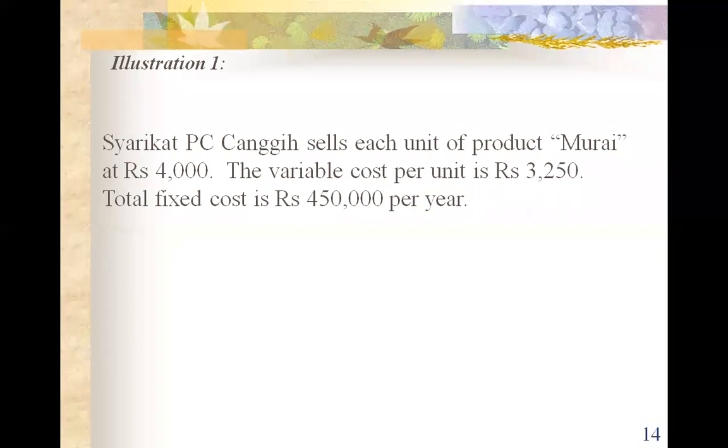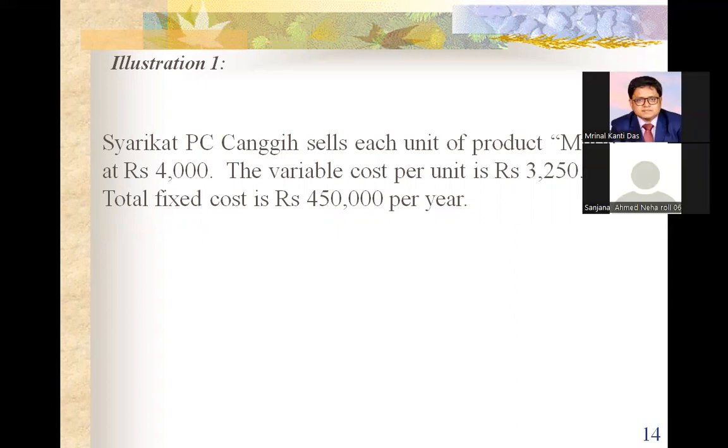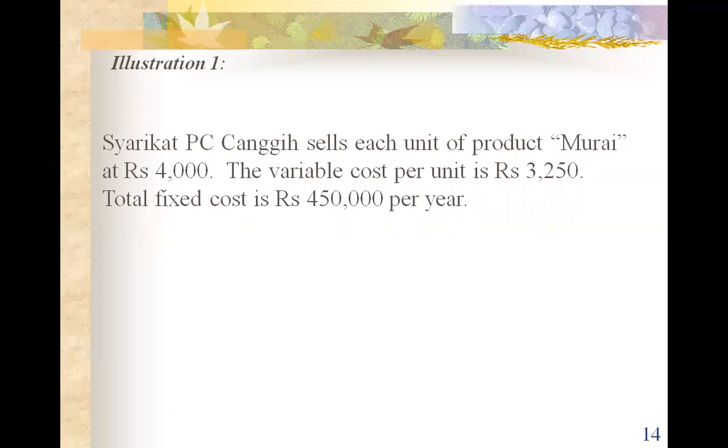এখানে 4,000 টাকা যদি আমাদের সেল ভ্যালু হয়, variable cost is 3,250. Okay, so that means what will be our contribution margin here? Contribution margin কত হবে এখানে? What is the formula for contribution margin? Can anyone remember?